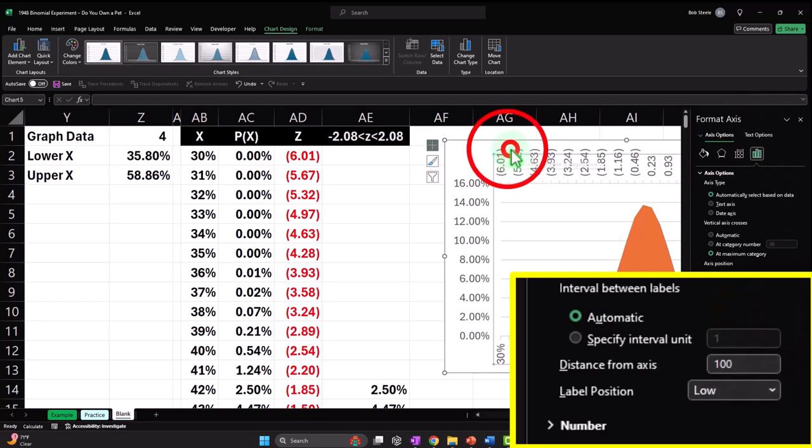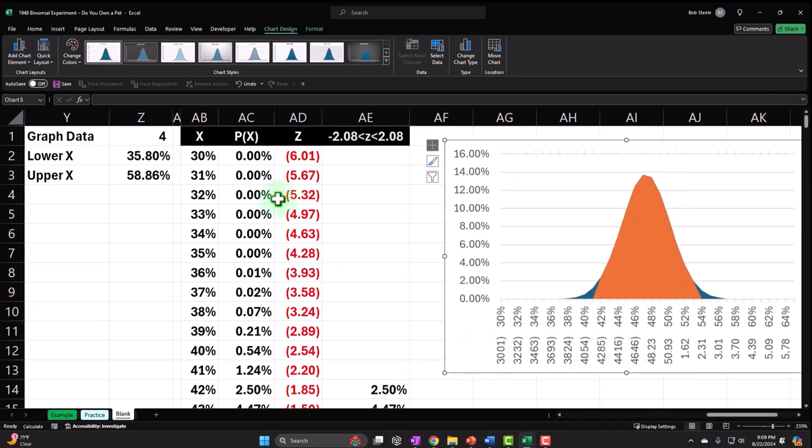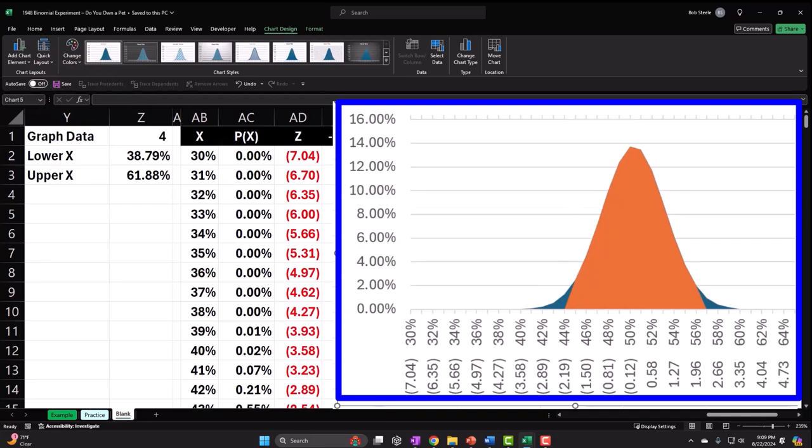Did it pick it? What happened to it? I think it just got a little wonky here for a second. It's okay. It just froze. There it goes. My computer's going crazy. I'm going to save it before I break it. All right. So there we have it.